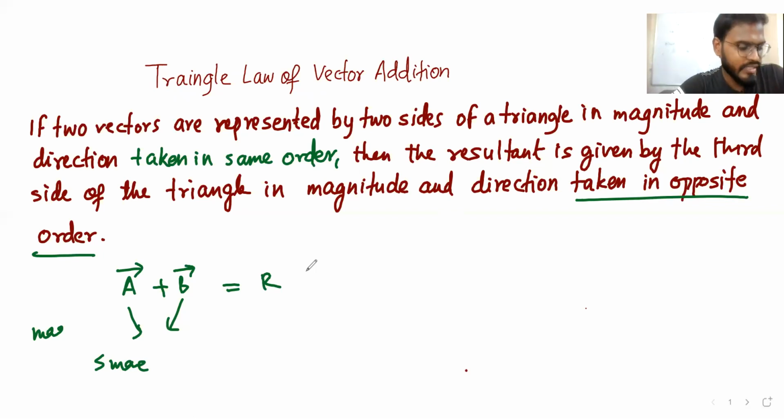So now we will see the triangle law. Suppose vector a plus vector b, the same direction it should have. If two vectors are represented by two sides of a triangle in magnitude and direction taken in same order, then the resultant is given by the third side of the triangle in magnitude and direction taken in opposite order. That's it. That is the triangle law. Let's see now how we will do this.